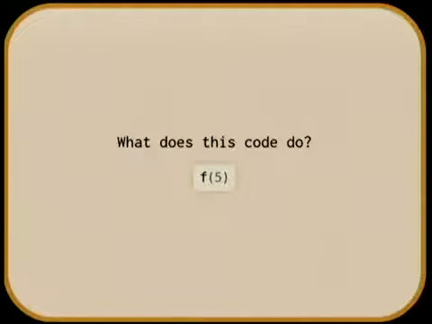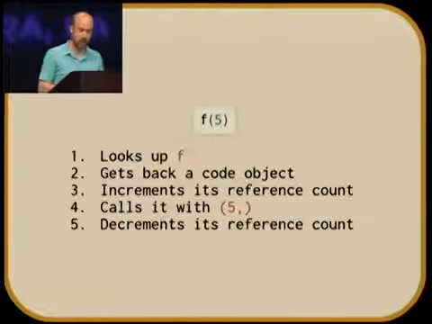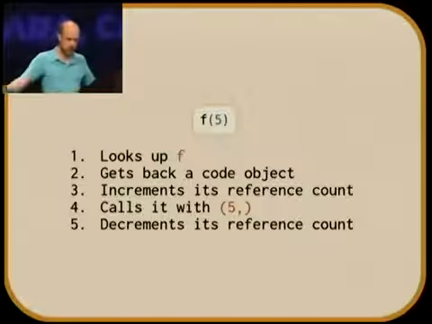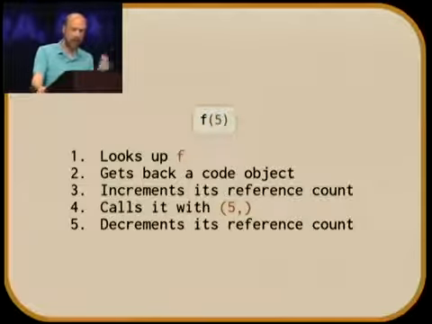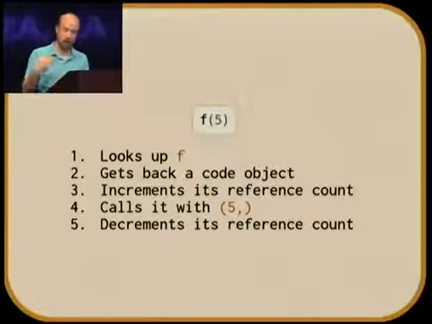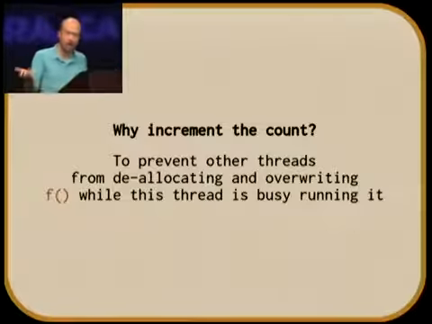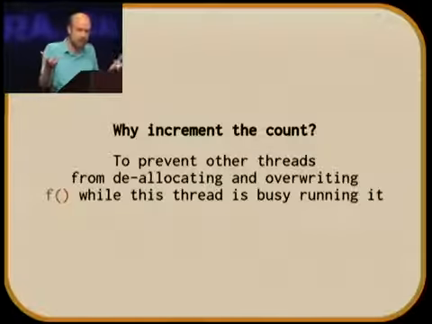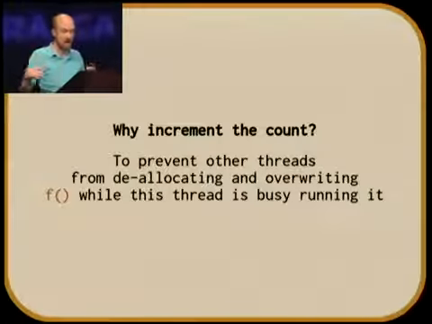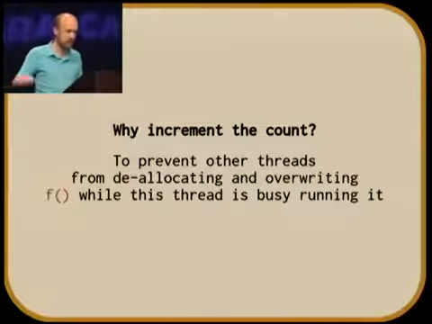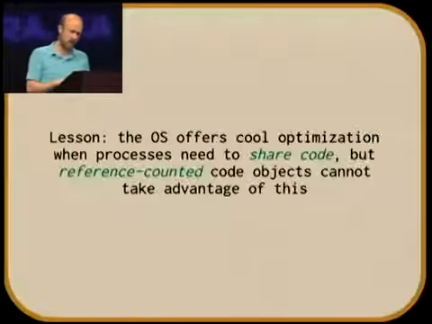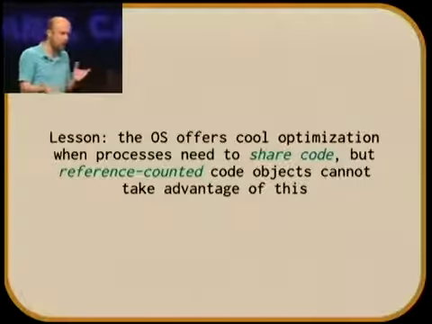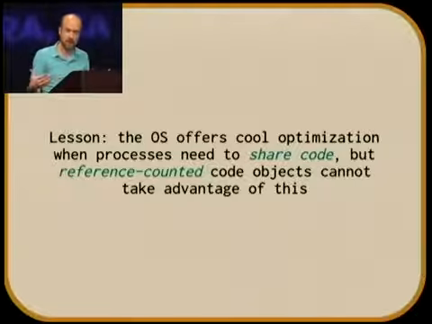What does this code do when you call function f with the argument 5? It looks up f in the current scope and the enclosing scopes, it gets back a code object, increments its reference count, calls it with the 5 argument, and then when all is done, decrements the reference count. Why increment the count? Well, because you have to prevent other threads from deallocating and overwriting the code of f with some other data structure while we're busy running it, and the reference count is how Python remembers that someone's using it. So the OS offers a cool optimization when processes need to share code, but reference-counted code objects just can't take advantage of this.